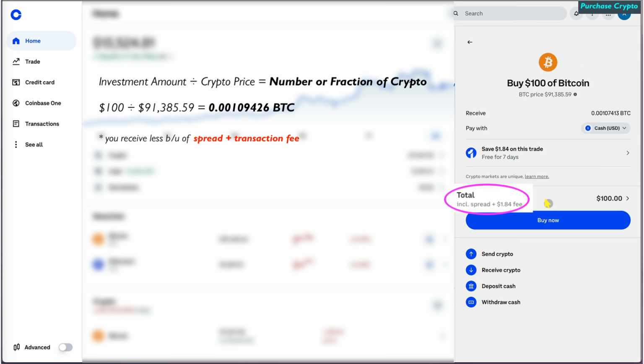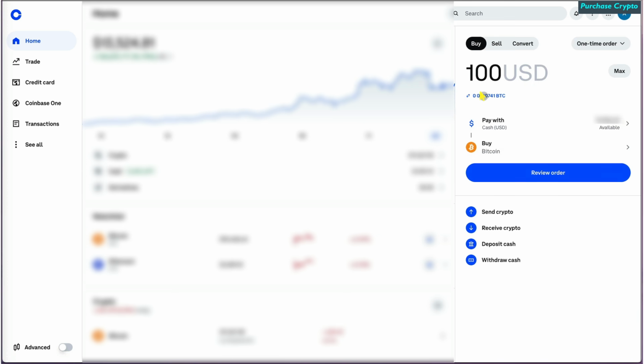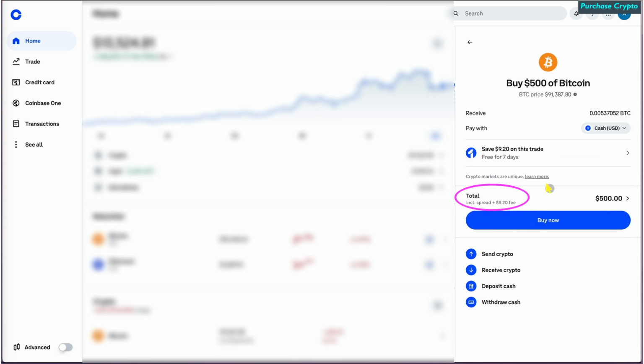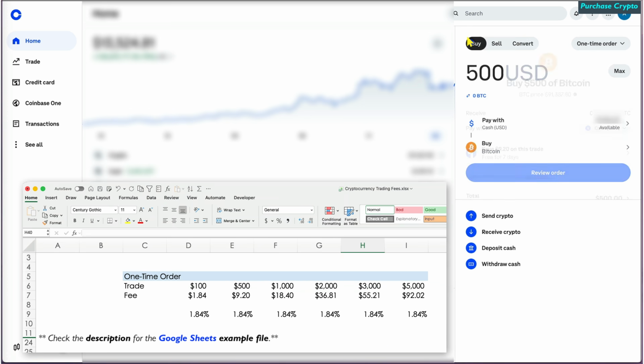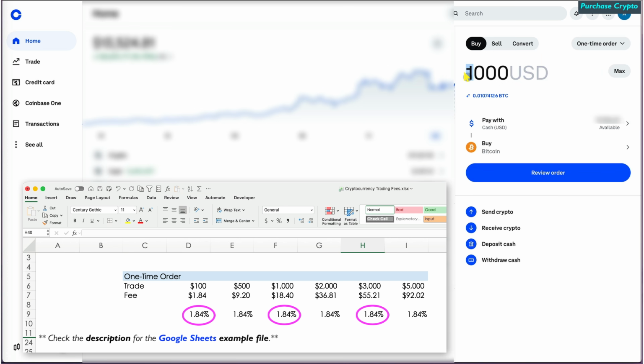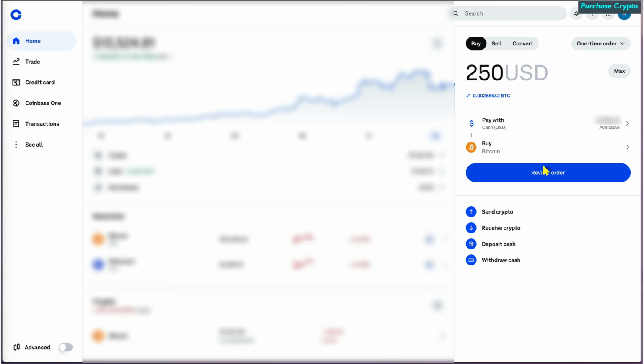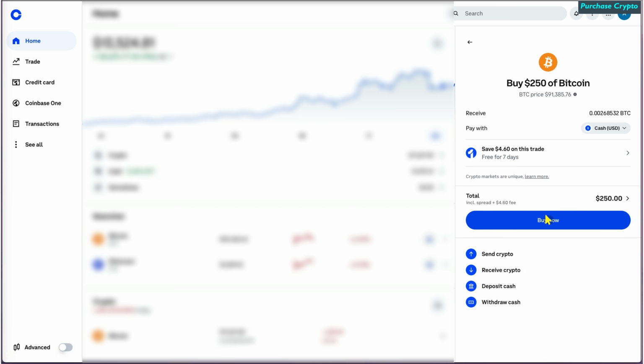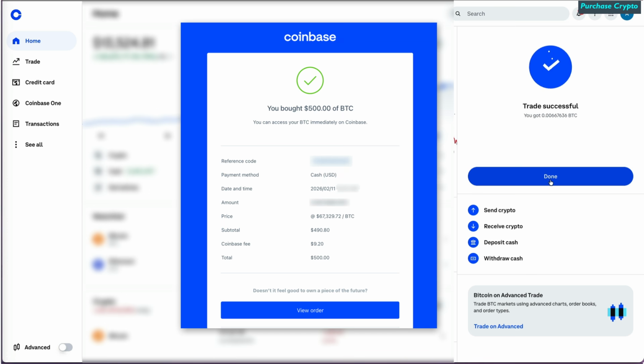Note that the total includes a spread plus a $1.84 fee that Coinbase charges for the transaction. If I change the purchase amount to $500, the fee becomes $9.20. I tested different amounts and the Coinbase fee percentage stayed at 1.84%. Once you review your order, click the Buy Now blue button. You will receive email confirmation with your transaction information.